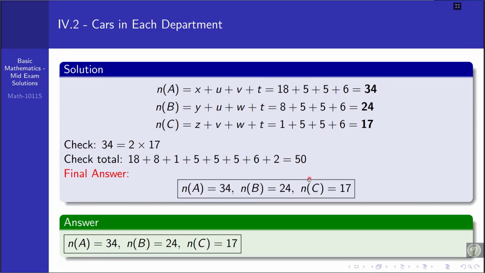Therefore, the solution looks correct. So the number in A is equal to 34, in B is 24, and in C is 17, because we are asked just to find the number of cars that are administered in each department. So this is the answer for this problem.